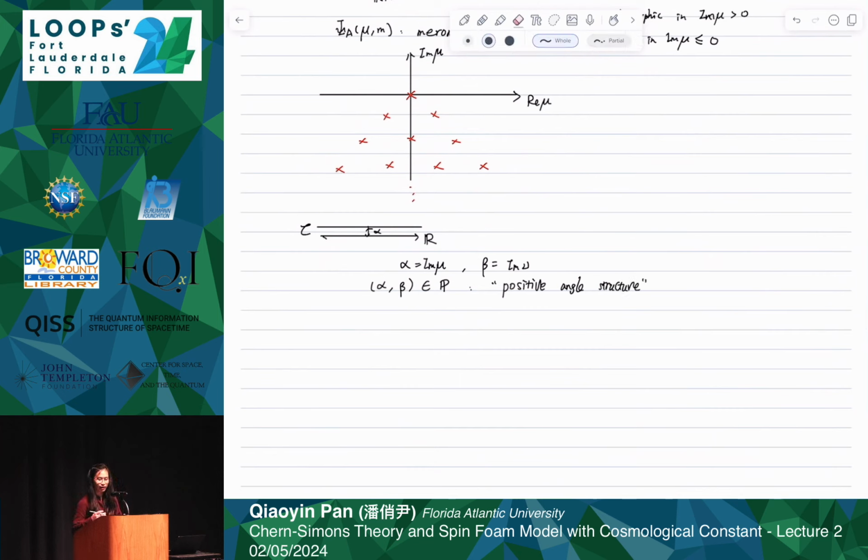And this positive angle structure leads us to a convergent result after we do the integration. I don't have time to dig into detail, so I will just refer you to the lecture note in pages 14 to 15, if you're interested. Okay? And that's it. I'm just telling you the property of it. How much time do I have left?